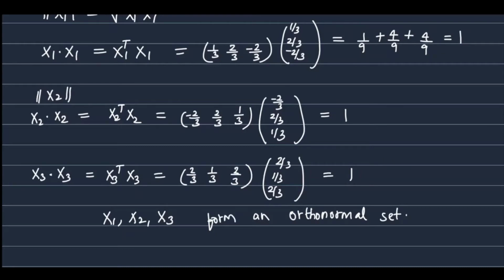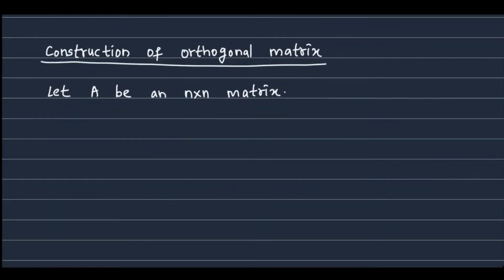Next, we will see how to construct an orthogonal matrix from a given matrix. So let A be an n by n matrix. Given a matrix A, we will see how to construct an orthogonal matrix from this matrix A. So if a matrix A is given, first we will find its eigenvalues.